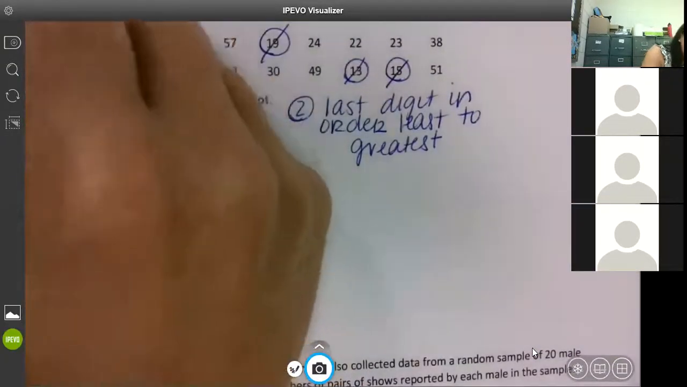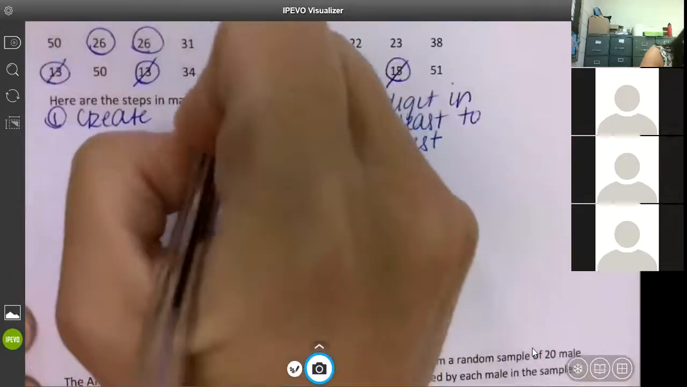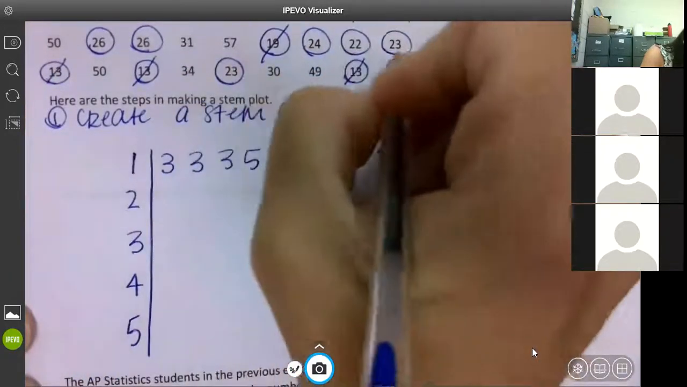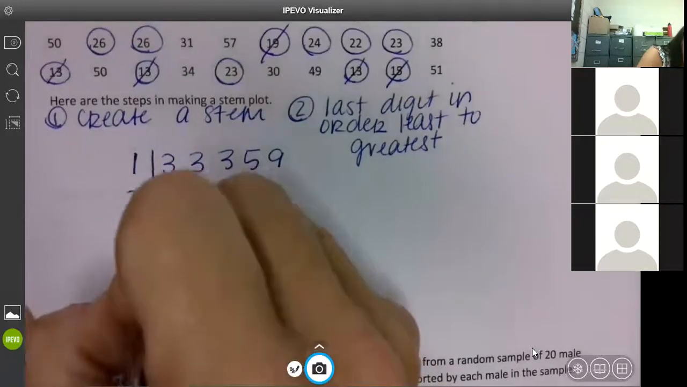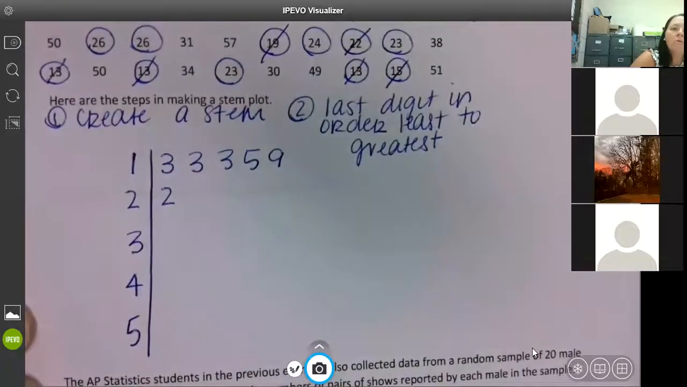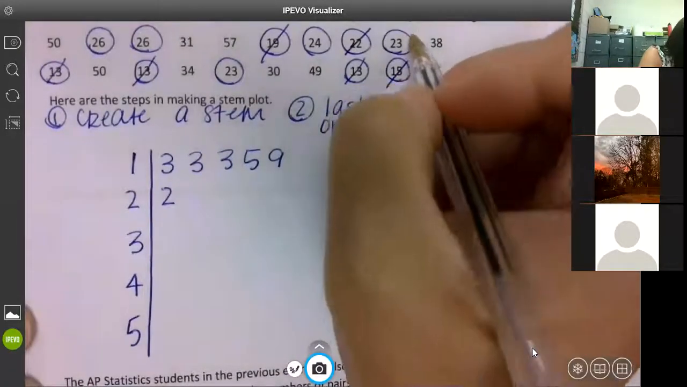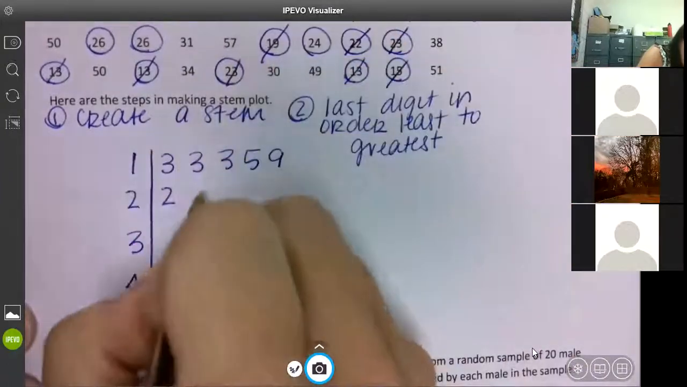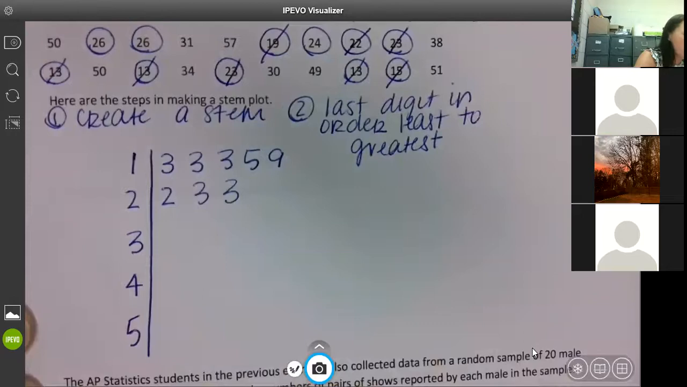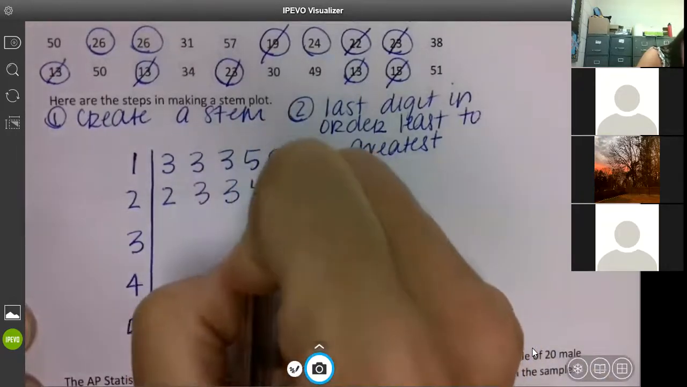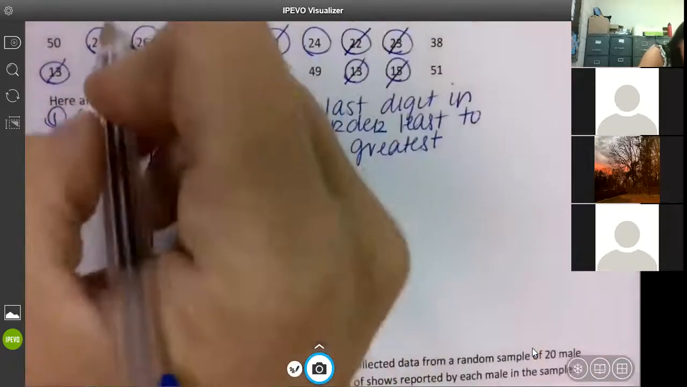I'm going to circle all the 2s: 26, 26, 23, 24, 22, 23. What's the littlest one? 22. So we're going to put a 2. There's only one of them. What'll come next? 23. How many of them are there? 2. I'm going to put 2 3s. And again, I'm trying to line them up together. There's a 24 and 2 26s.